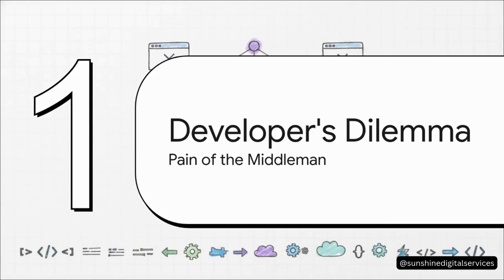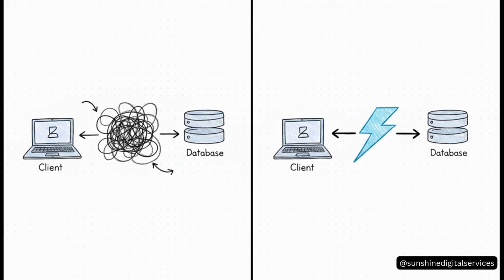Section 1. The developer's dilemma. The pain of the middleman. To really understand the value here, we have to acknowledge the sheer complexity of traditional web app development. Normally, you have your client, you have your server, and wedged directly between them is this highly tedious, error-prone middleman of REST or GraphQL APIs. You end up maintaining separate code bases, juggling entirely separate mental models, and writing a ton of boilerplate just to get the two sides to talk to each other. But with the Blitz approach, that annoying middleman is completely gone. You're looking at direct server calls, a single unified code base, and absolutely no API layer to babysit.